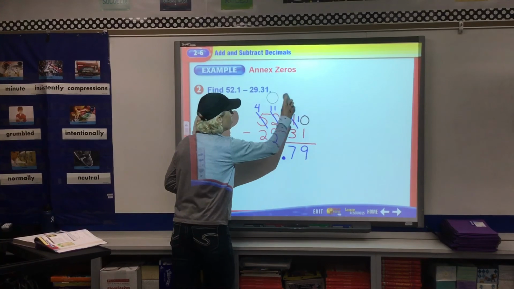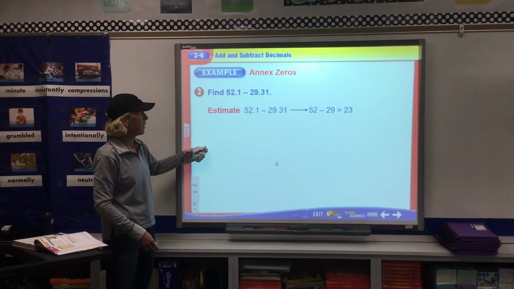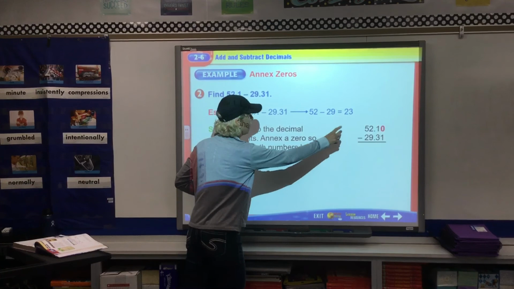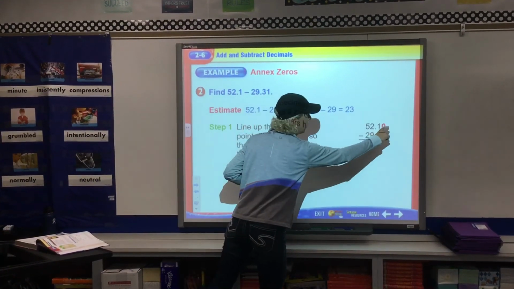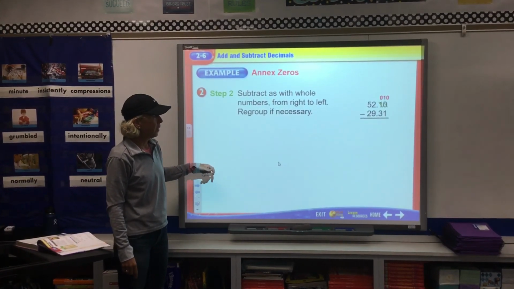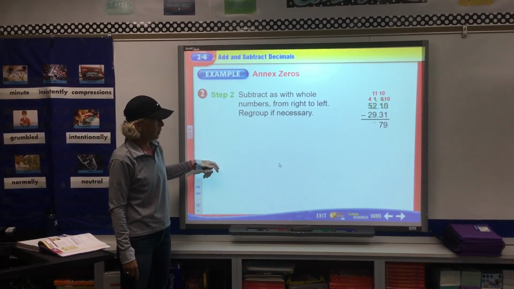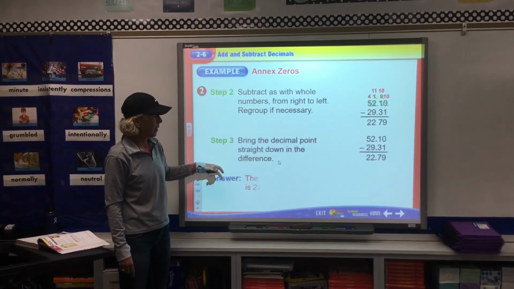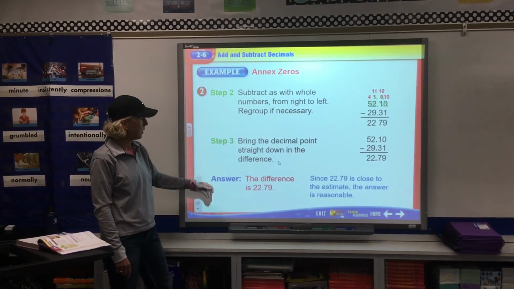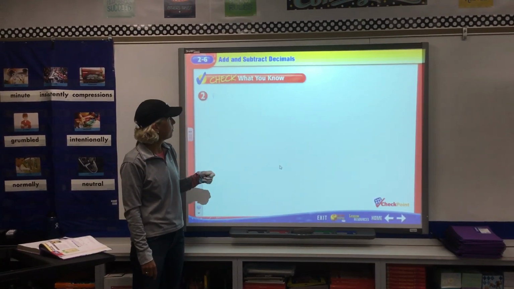Now they're going to walk us through, and we're going to see that what we did is very similar to what they end up doing. They lined up the decimal points, and they annexed a 0. There it is, just like we did. They subtracted the numbers according to place value, just as we did. And then they put the decimal in, and they came up with the exact same answer that we did. So the difference is 22 and 79 hundredths.